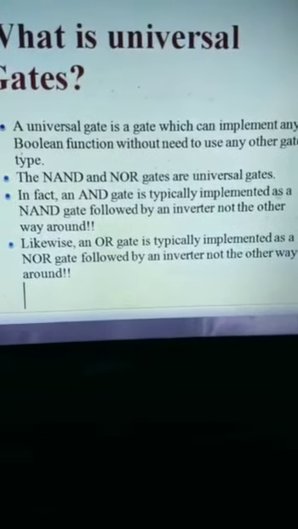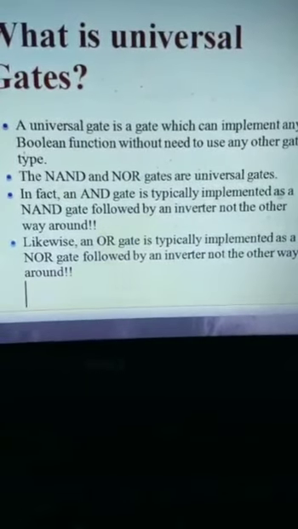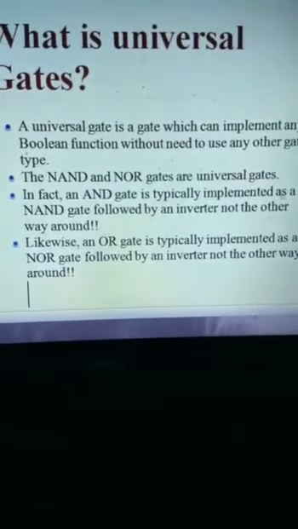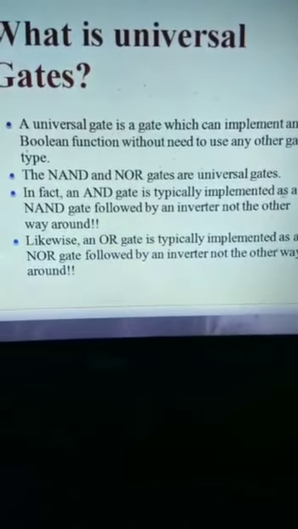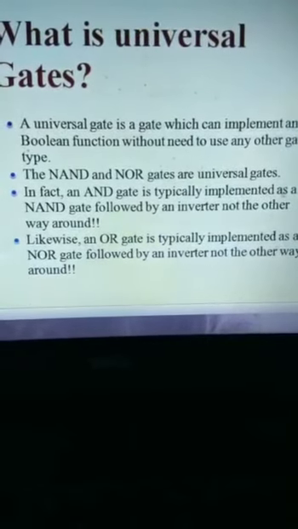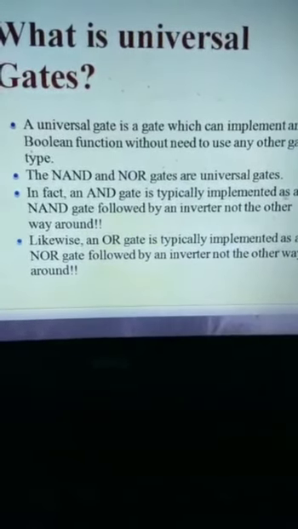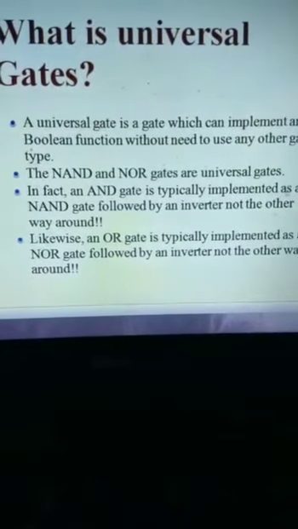How do we derive the NAND gate? We have to pass the output of the AND gate through the NOT gate, then only we will get the NAND gate expression. And how do we get the NOR gate expression? We have to pass the OR gate output through the NOT gate.